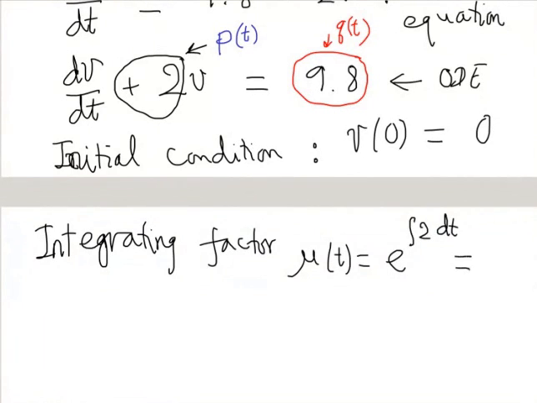Now I want you to write this out carefully. Whenever you have an integral, you should have dt or dx. I noticed that some of you didn't do that, but you should. Then we have e to the 2t.